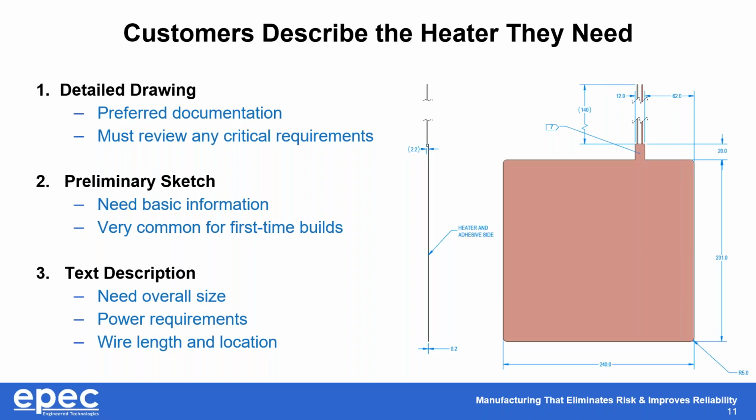And the last way we get this type of information coming into Epec is through a detailed drawing. Typically, these are released, have gone through some engineering review cycle at our customer. They're revision controlled with dimensions and tolerances. Some of them may or may not have a bill of materials if there's a connector and other components involved. But these detailed drawings are the preferred way for us to build from. However, we can work with any of these three situations depending on where you, the customer, are at in the process of going to market.